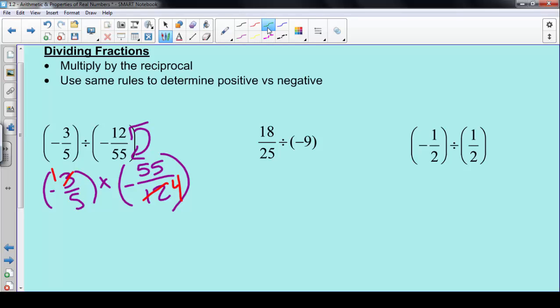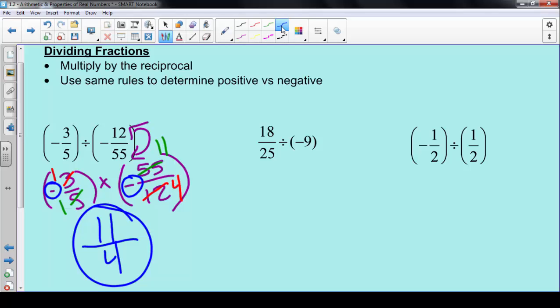5 and 55, we can divide out a 5. 5 divided by 5 is 1. 55 divided by 5 is 11. And now we can multiply across. 1 times 11 is 11. 1 times 4 is 4. Negative times a negative is a positive. So we are done.